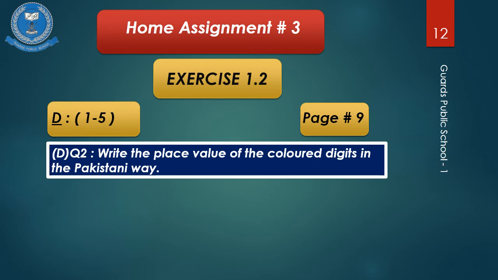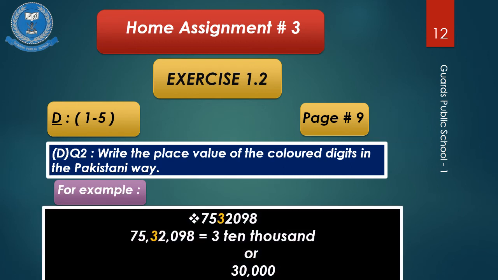For example, in the given example, the colored digit is 3 and no comma is given. So firstly, we will put the commas according to the Pakistani way, like 75 comma as my lakh period is completed, 32 comma as my 1000 period is completed, 098. Then after reading from right, we come to know the place value of 3 in this number, that is 30,000, or in figure it will be written as 3 with 4 zeros.